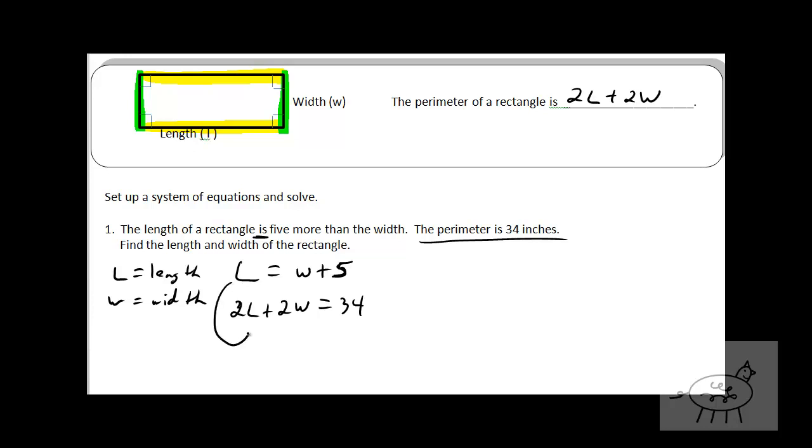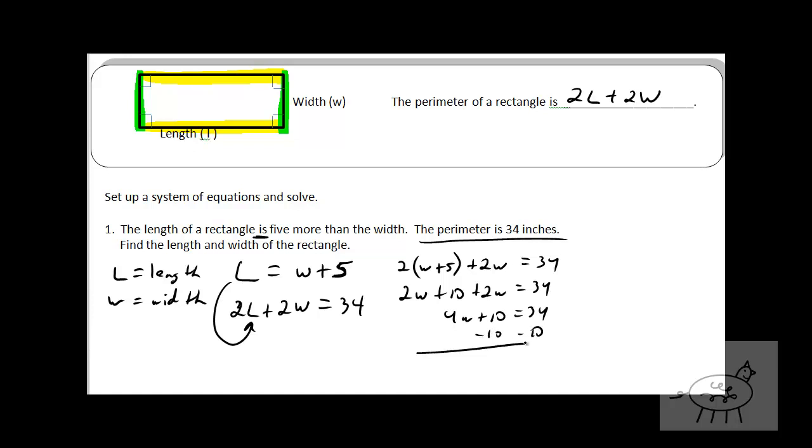So you're going to plug that into that L. So it's 2 times W plus 5 plus 2W equals 34. So distribute here, 2W plus 10 plus 2W equals 34. So 4W plus 10 equals 34. Minus 10, 4W equals 24. Divide by 4. W equals 6.